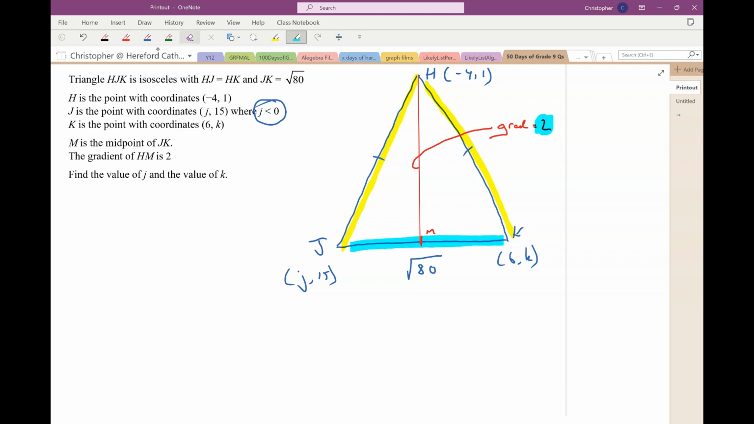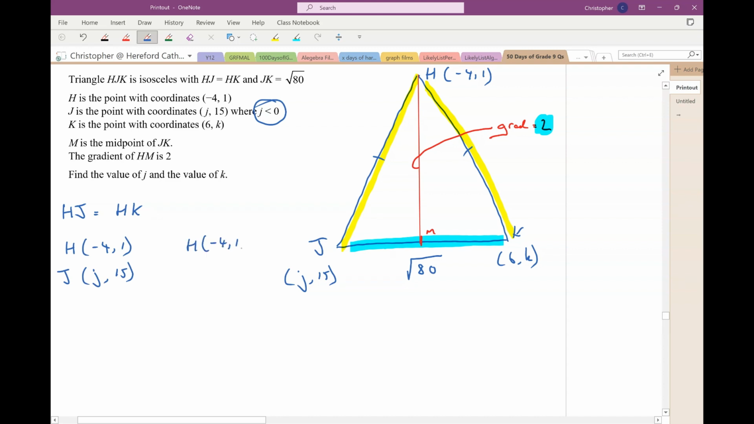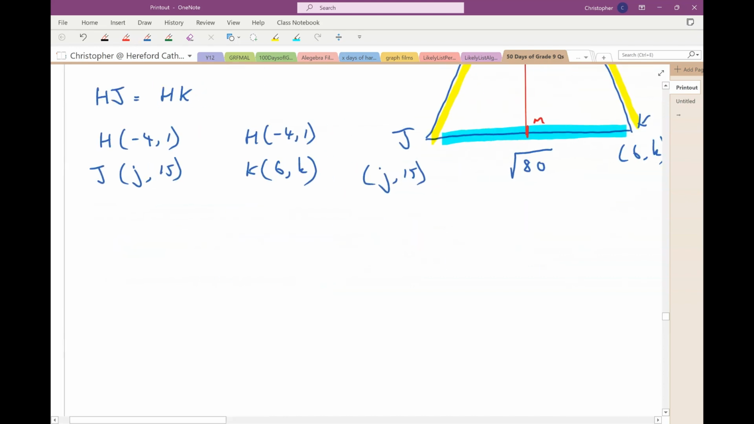Right, first of all, let's use the piece of information that HJ is equal to HK, because I know that H is minus 4, 1, and I know that J is J, 15, so I can write an expression for the distance from H to J, and similarly, I know that H is minus 4, 1, and I know that K is 6, K, so I can write an expression for the distance HK, and then I can write those two equal to each other. So let's just have a look at that one.